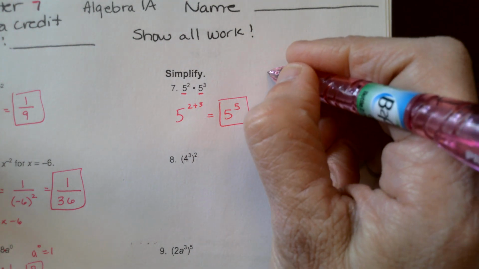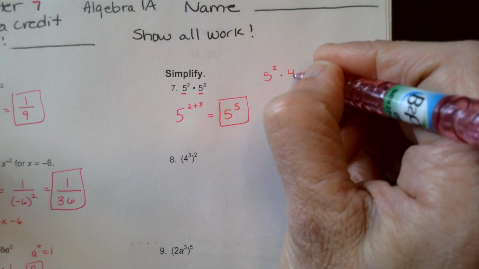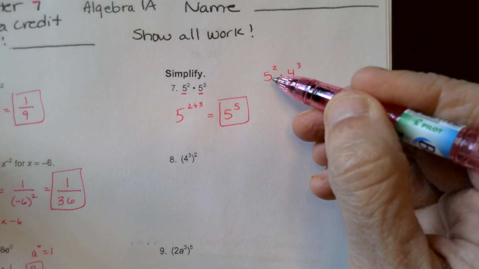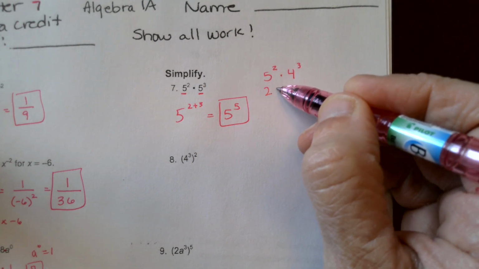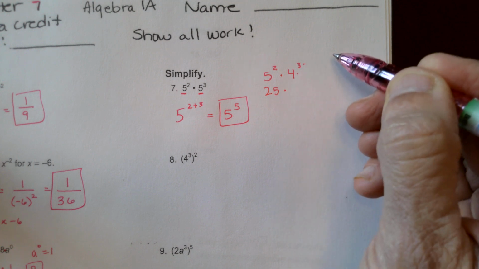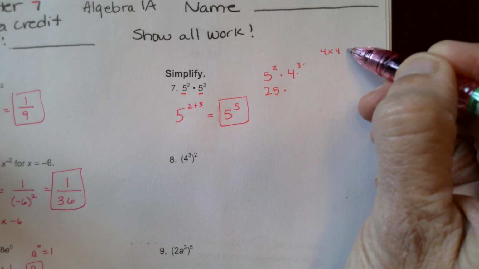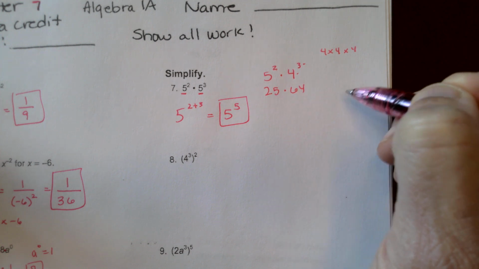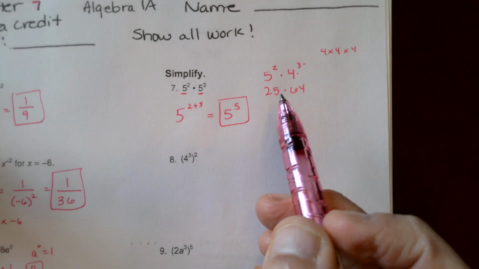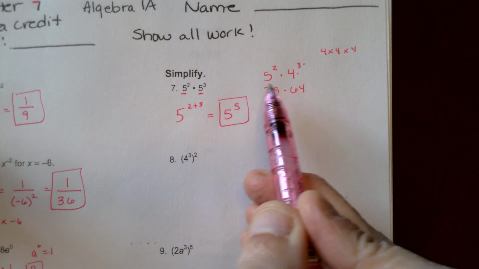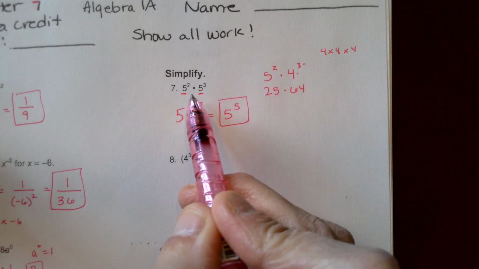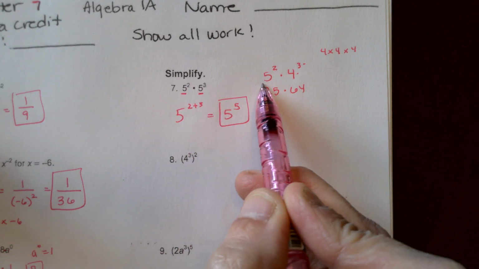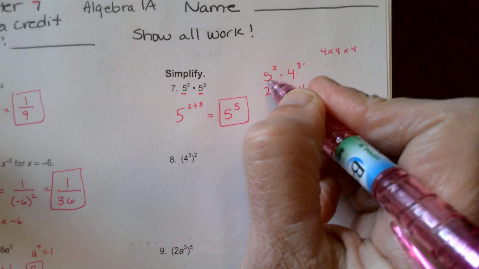Okay. If it was 5 to the 2 times 4 to the 3, you can't simplify those. You could do them separately and do 5 to the second is 25, and 4 to the third is 4 times 4, which is 16 times 4, which is 64, and then multiply them out longhand. But my point of this chapter is being able to recognize when you do have the same base, because you can simplify it by adding those powers. You cannot do it when the bases are different, like this.